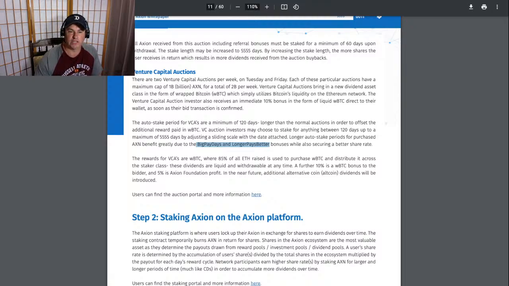In the near future, additional alternative coins, altcoins, dividends will be introduced. So what will they be? They could be Cardano, could be anything. Fantastic. These are other top cryptocurrencies. So a very exciting future for Axion stakers.